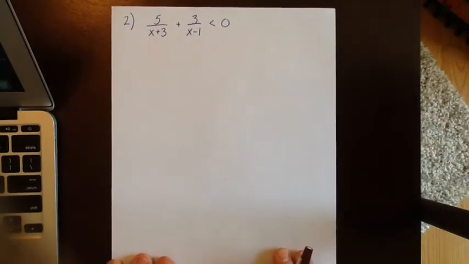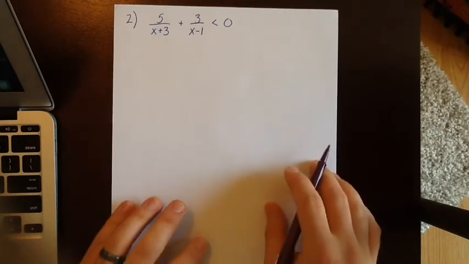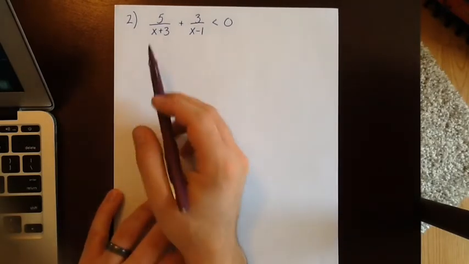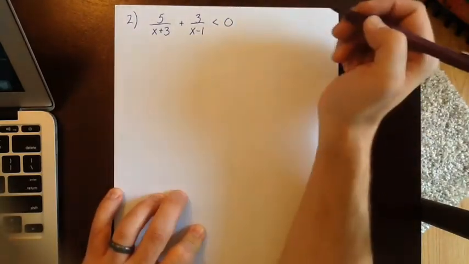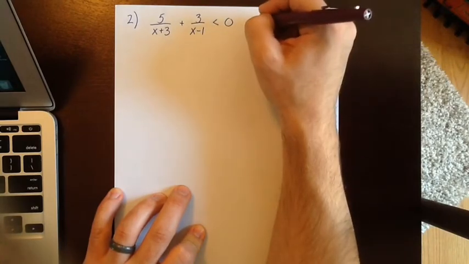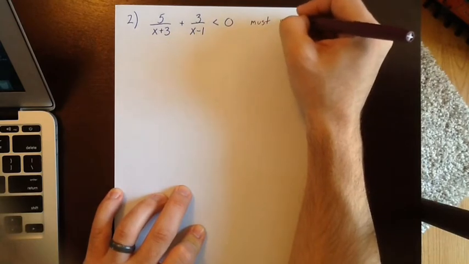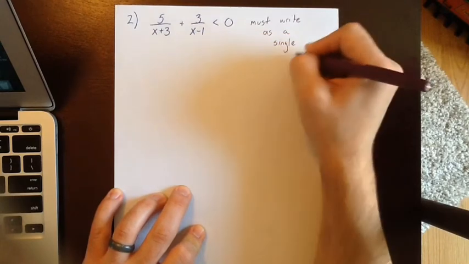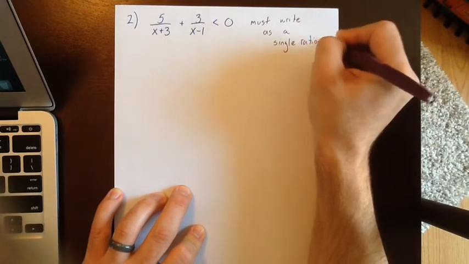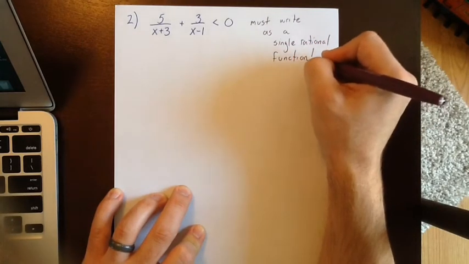Let's look at this scenario: x minus 5 divided by x plus 3, plus 3 divided by x minus 1. So you might say we have two rational functions and we just look at them separately. In this type of problem, we must write this as a single rational function, if it's not already.